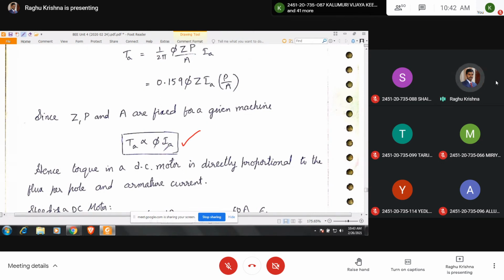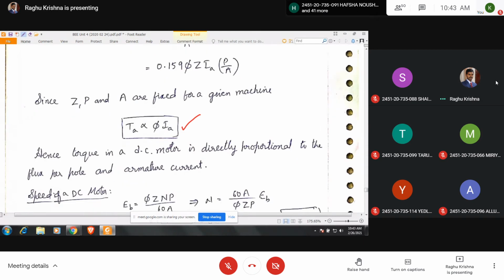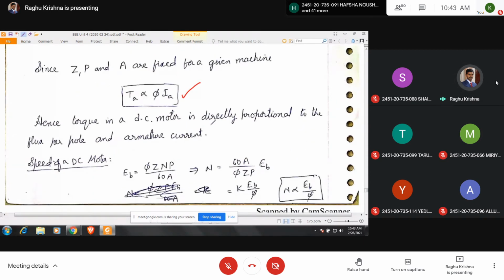Based on this, you are going to have different characteristics. You can determine the characteristics of a DC motor. If you know the characteristics, you can apply that motor for a particular application. Hence, torque in a DC motor is directly proportional to the flux per pole and armature current. Flux phi is the flux per pole, Ia is the armature current.